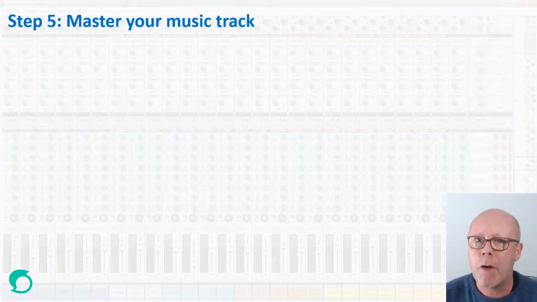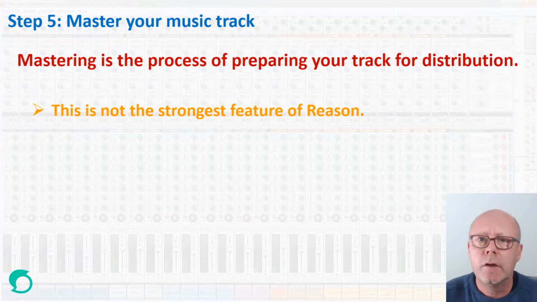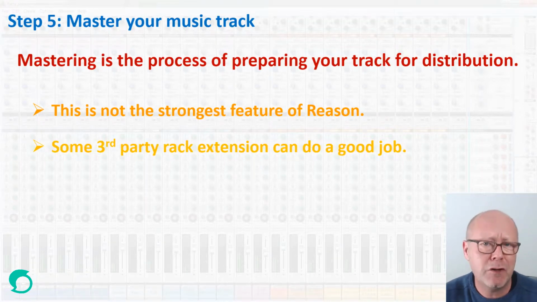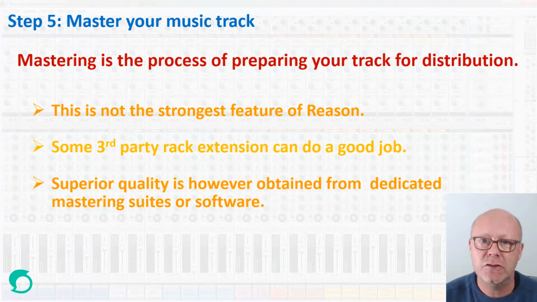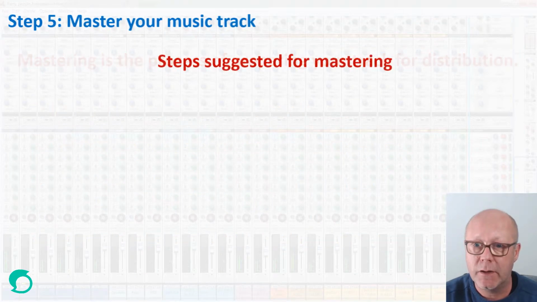Step 5. Mastering. Mastering is a process of preparing your track for distribution. When you're at this stage, your mix should already sound pretty good. I personally do not do this step in Reason. I use a specific program for that. I find the mastering tools offered in Reason to be kind of limited. However, some rack extensions, which I talk about in section 4, can do quite a good job. To master your track in Reason, carry out the following steps, in order.